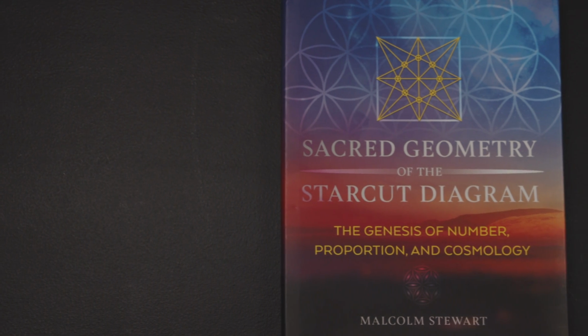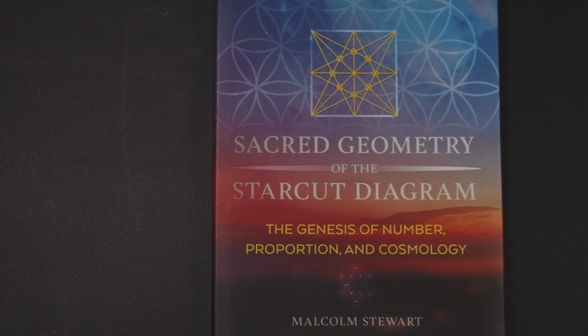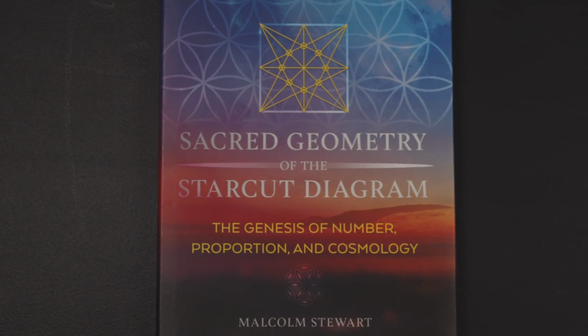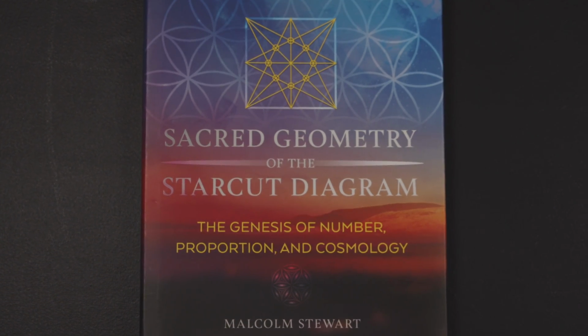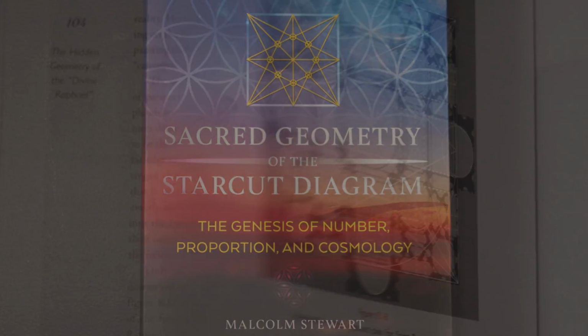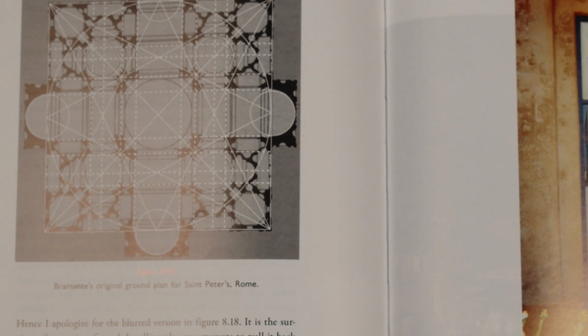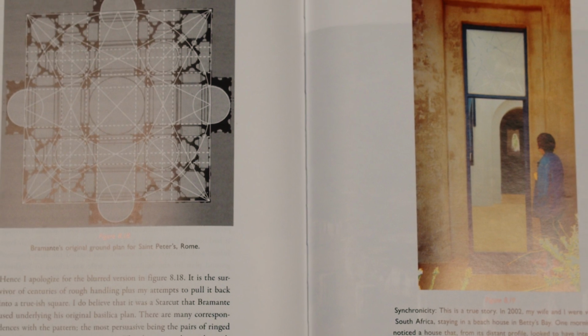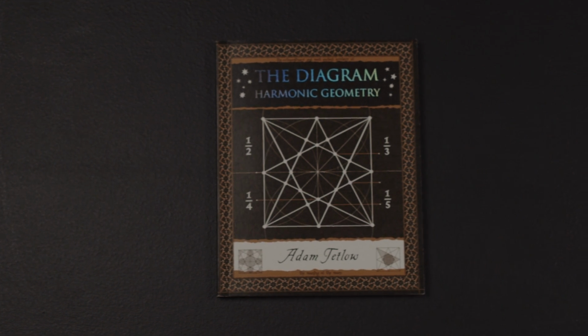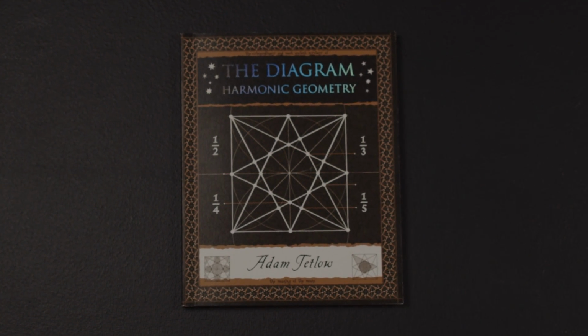The book, Sacred Geometry and the Starcut Diagram, The Genesis of Number, Proportion, and Cosmology by Malcolm Stewart, is completely dedicated to the teachings of the Starcut. This is a must-read for anyone seriously studying sacred geometry. Another book that just recently came out on the subject of the Starcut is The Diagram, Harmonic Geometry by Adam Tetlow. In the next lecture, we will be drawing the Starcut diagram using a straight edge and compass. This exercise will be presented as a meditation.